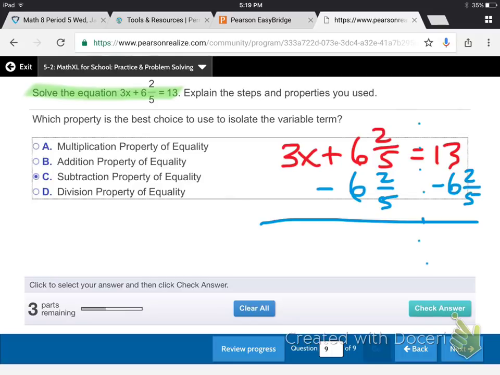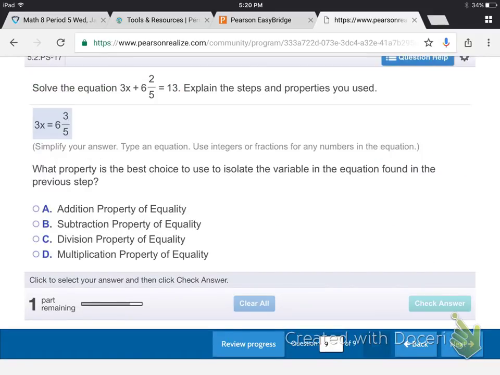And so 3x equals 13 take away 6 and 2/5, which is going to be 7. No, it's going to be 6 and 3/5. I'm not going to show you that intermediate step, but I can later. And so that is what property of equality? What property did we just use? We used the subtraction property of equality because we subtracted from both sides, right? Okay. And so this is the equation we have at that point, 3x equals 6 and 3/5.